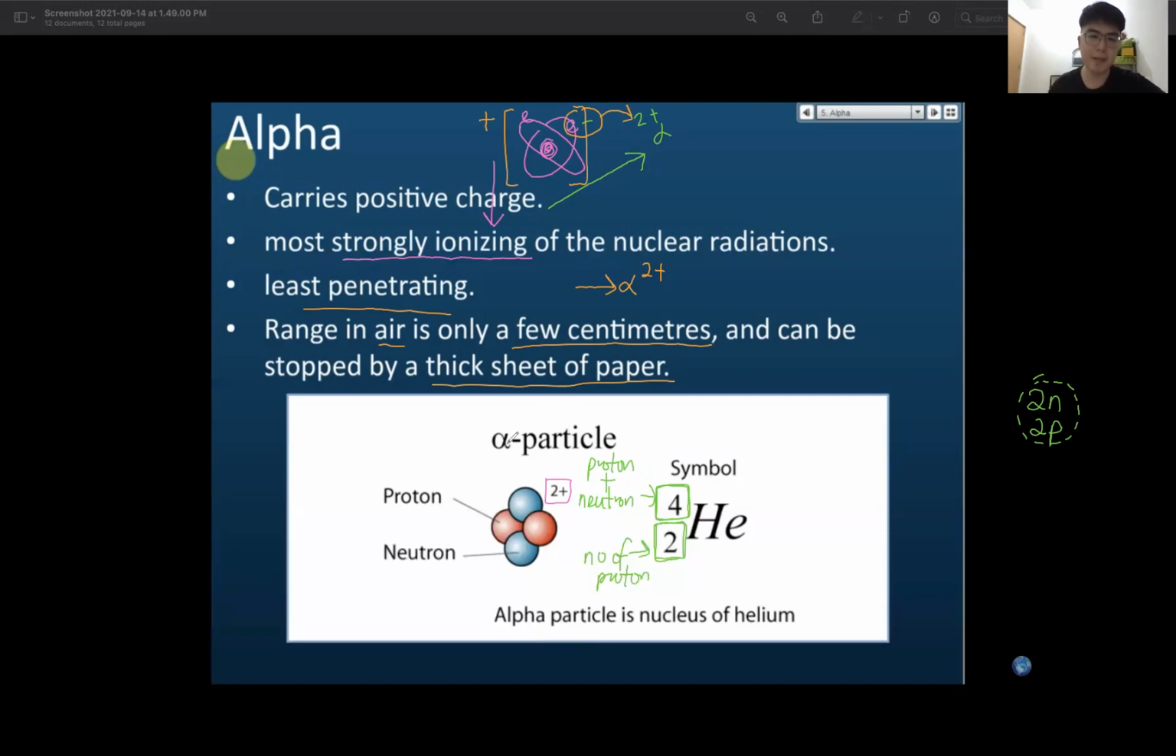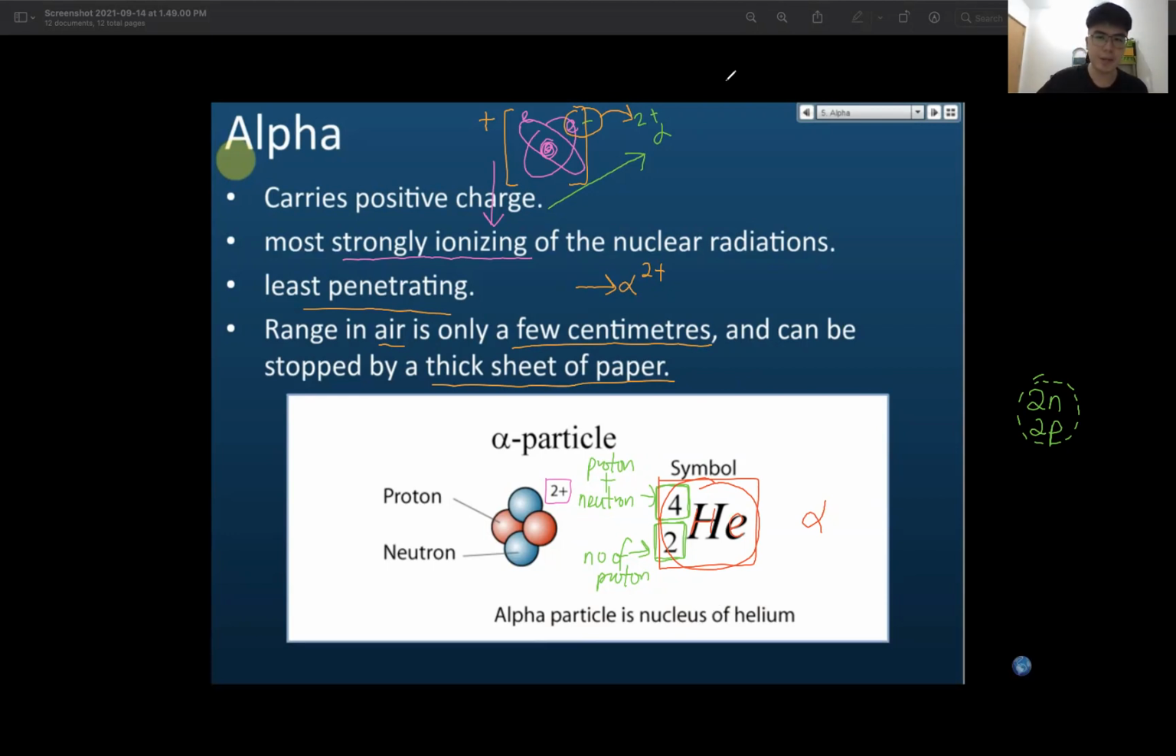Now I want you to remember the symbol. All right, we use two symbols. We use either this one, 4,2, and then we write He. Why we write He is because alpha is the nucleus of helium. That's why we write He. So this symbol shows the nucleus of helium. And then you can either write this or you can write alpha. Both are acceptable.